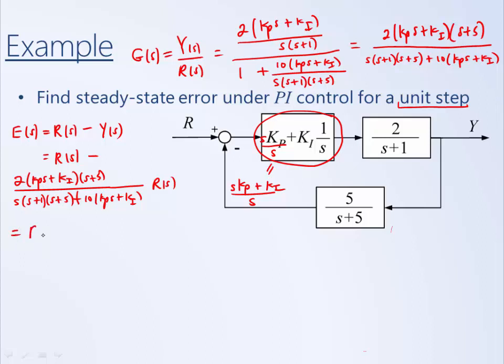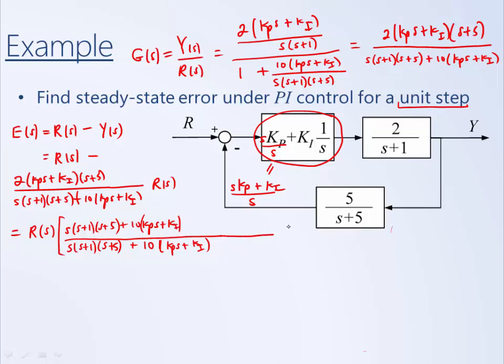So I'll take this R of S and I'll factor it out because there's an R of S in each of the 2 terms. And then I want to combine the 2 terms so that they have this common denominator, S times the quantity S plus 1 times the quantity S plus 5 plus 10 times the quantity Kps plus Ki. In order to make this first term, which is just a 1 once I factor out the R of S, have the denominator I desire, it'll basically have that denominator with an equal numerator. So up here I'll get that exact same expression. And then I will subtract the numerator of this other term, which is already there.